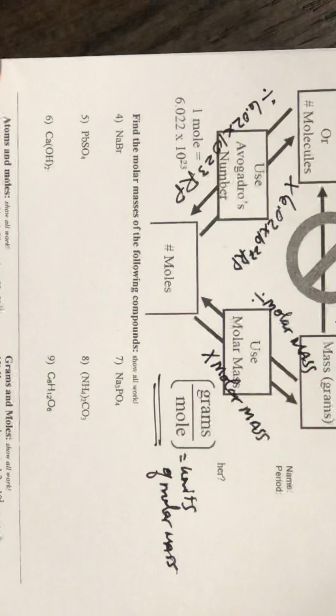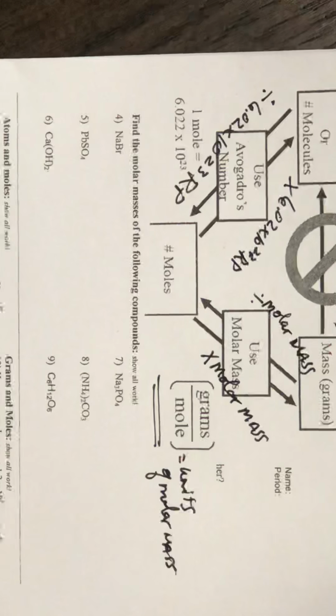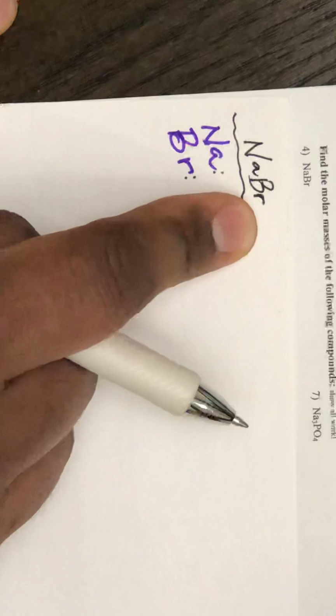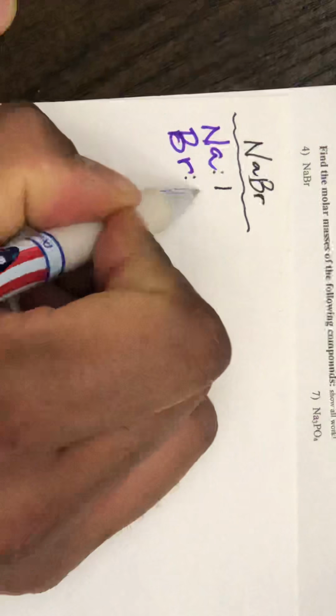We will do this first problem. I'm going to do it on a bigger sheet of paper so that you can see. So we're going to do sodium bromide. Now remember that in doing sodium bromide, you have to first separate the atoms. So we'll separate the atoms, Na and Br. That's the first step. The next step is to determine the subscripts. Well, there are no numbers down there, so that means there's one of each.